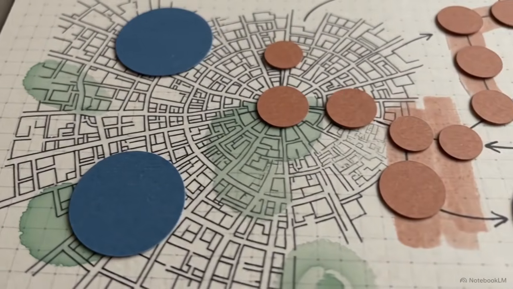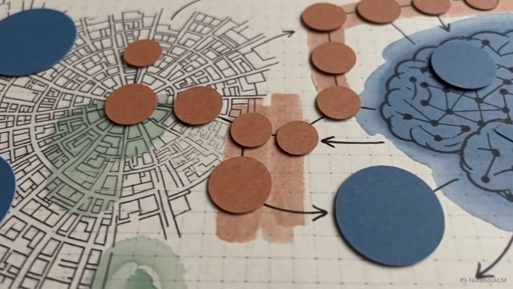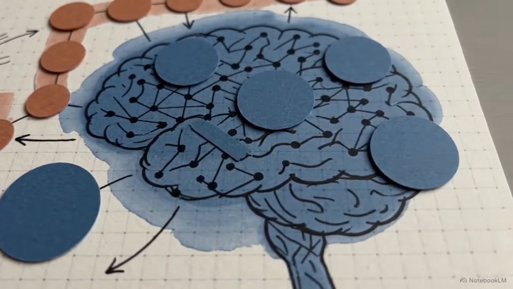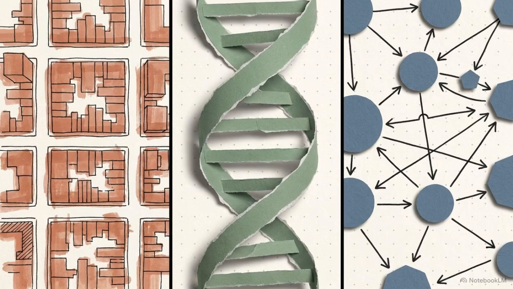Take a look at your GPS map. Then look at a family ancestry chart. Then look at a conversation with ChatGPT. How exactly does a computer organize physical geography, human genetics, and human language all at the same time?